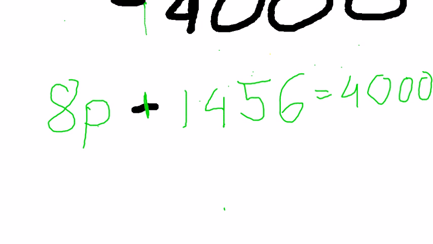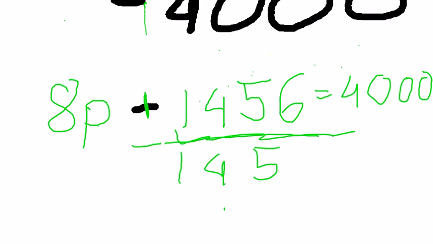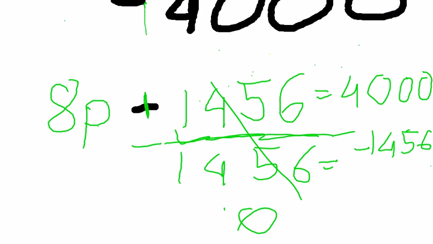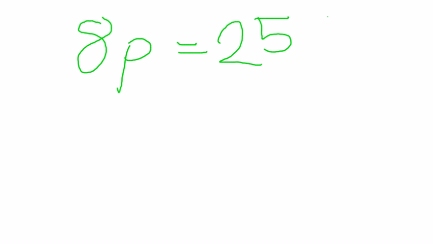So first we take away 1,456 from both sides. To do that, we subtract 1,456, everything with everything, from both sides. Over here it crosses each other out, so it's 0, and over here it would equal 2,544. So now we have 8p equals 2,544.